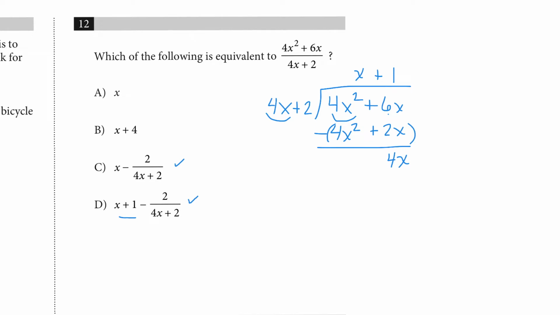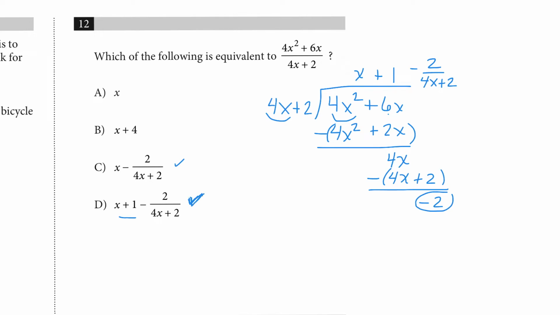But let's go ahead and finish this problem. 1 times 4x plus 2 is 4x plus 2. Then I'm going to subtract, and I'm going to have a minus 2 as a remainder. The remainder is always over your divisor, so you're going to have minus 2 over your divisor, which is 4x plus 2. And it looks like the answer was D, so I'm going to go with D.